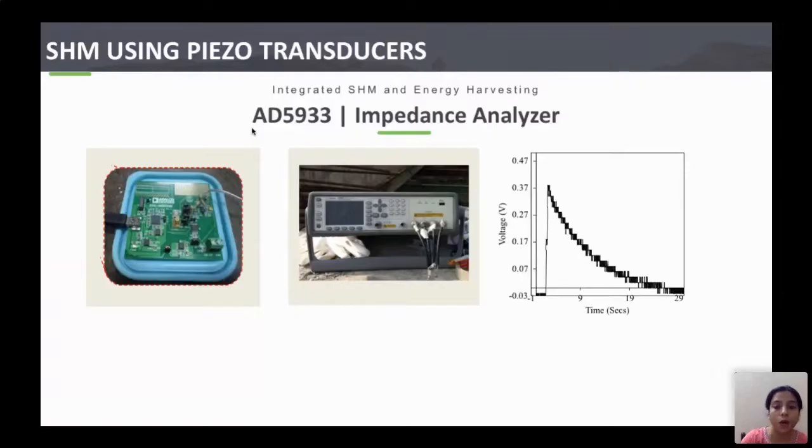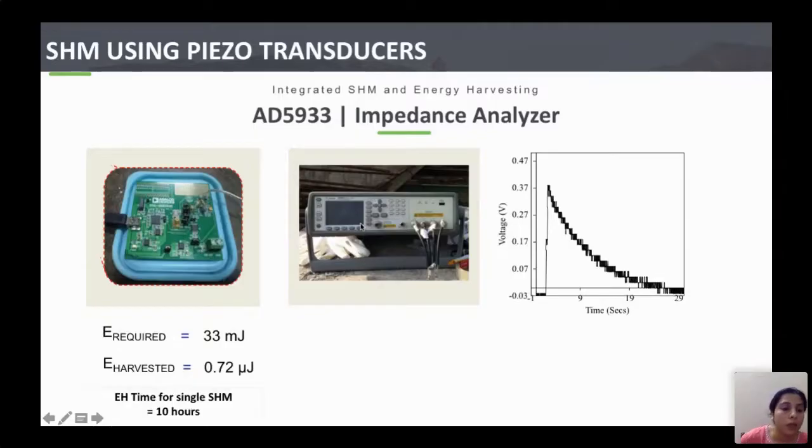Now let's see how they can be integrated. This is an 85933 circuit, which is a very low power consuming alternative for the conventional LCR meter. So we were using this LCR meter for doing our structural health monitoring using the piezo patch. So this is a very low power consuming alternative for this.